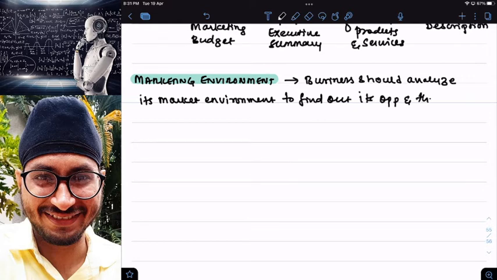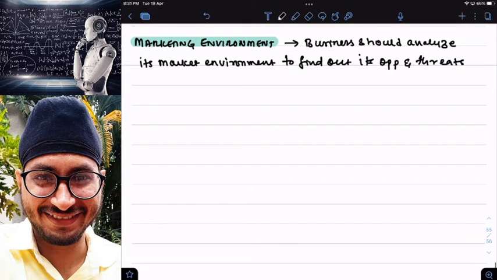Opportunities and threats. Simple. If I want to know what is favoring me in the market, what is not favoring me in the market, why are people favoring me in the market, why are people not favoring me in the market, if I want to understand these things, then marketing environment analysis is needed. I need to analyze my marketing environment. But what are the areas I need to analyze in marketing environment?